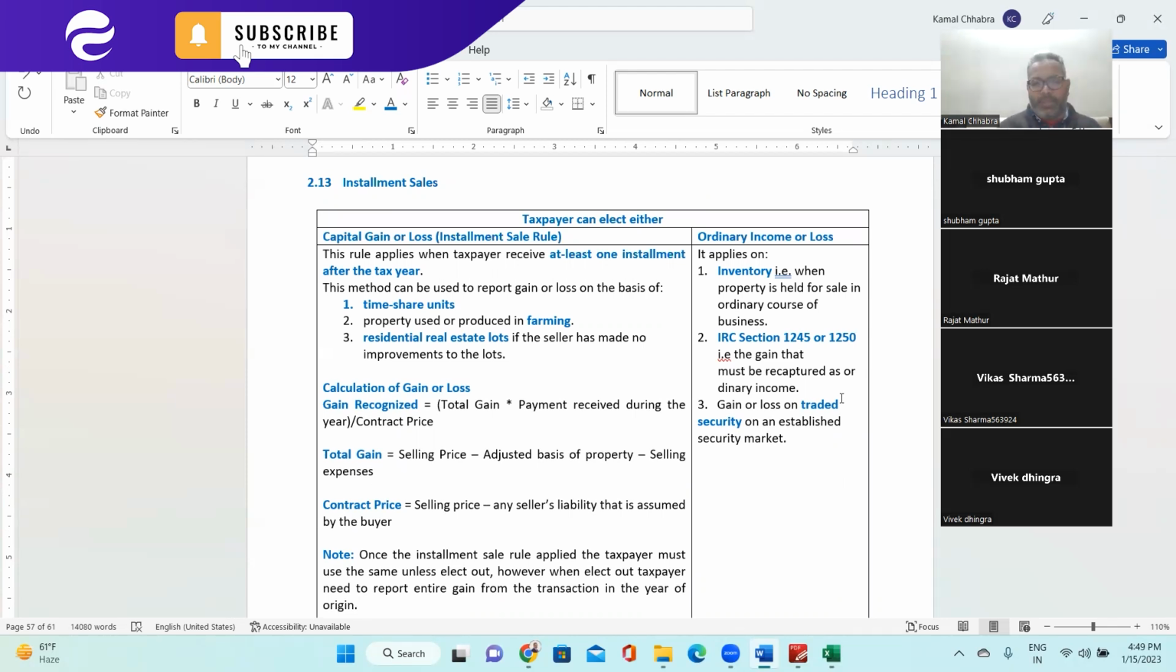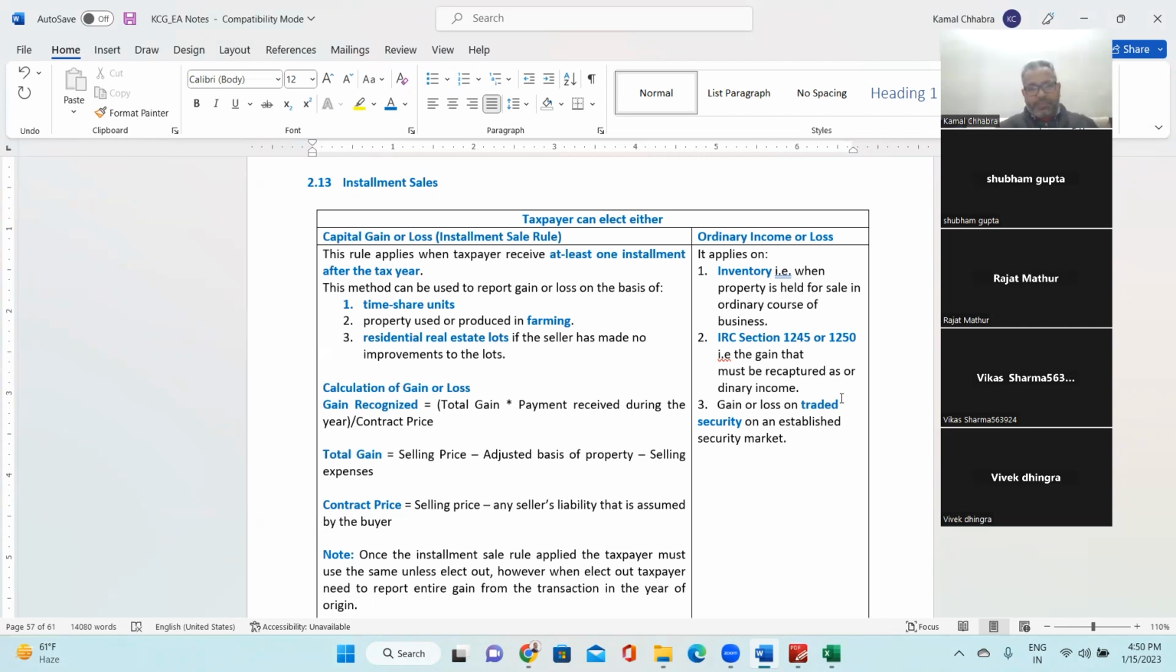If you are reporting the capital gain, then the tax law allows you to defer some income to a future period as and when you receive the money. So here the tax lawmaker says as and when you receive money, you can pay the taxes, right? So you can defer it, and deferment is only for three categories of income. One is time share unit, second is farming, and third is residential plot. For the rest, you need to go with the ordinary income approach, right?